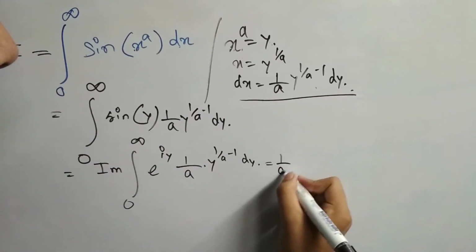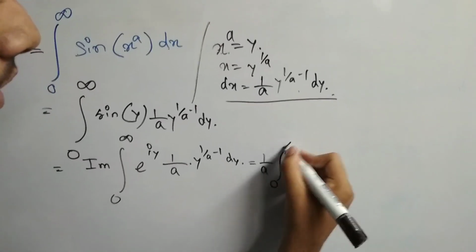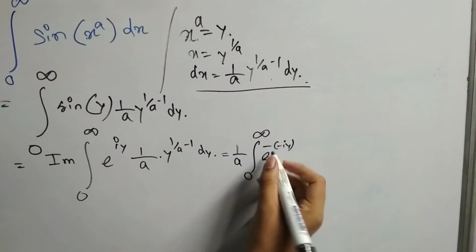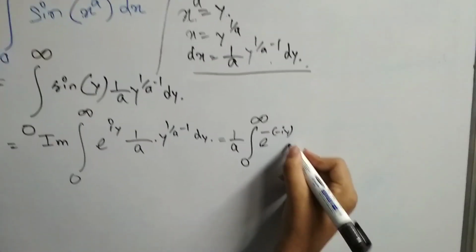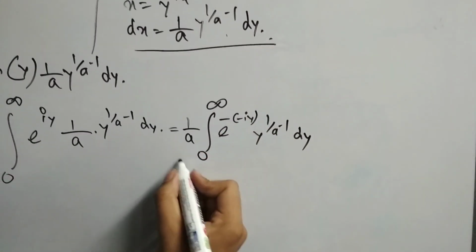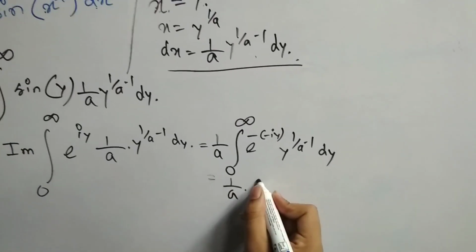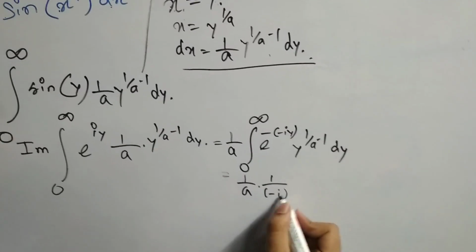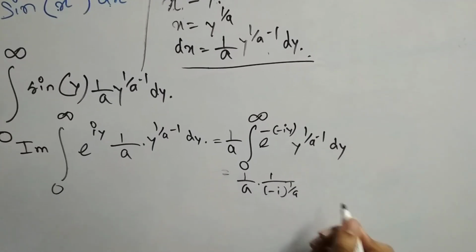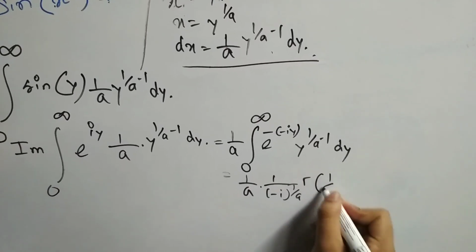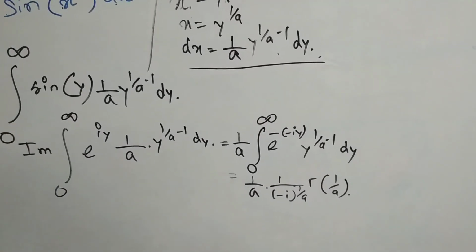There is 1 upon a, then the integral from 0 to infinity of e to the power minus of minus iy, because in a gamma function there was a minus, y to the power 1 upon a minus 1 dy. This turns out to be 1 upon a times 1 upon minus i to the power 1 upon a, times gamma of 1 upon a. This turns out to be the result.